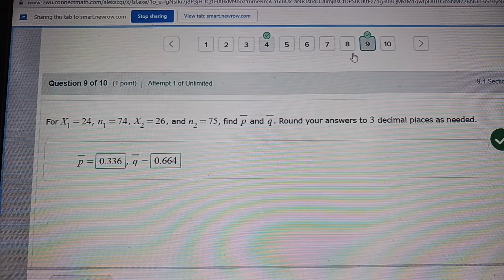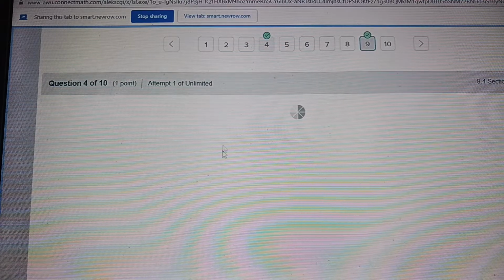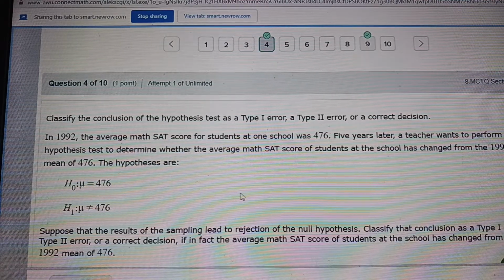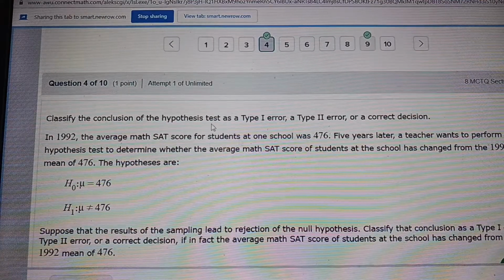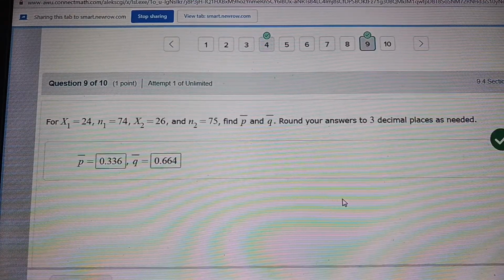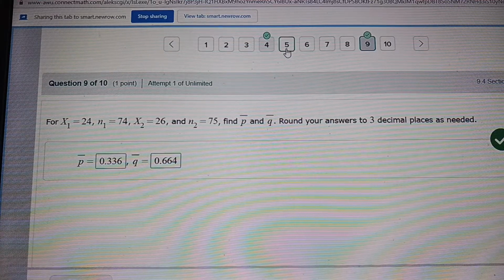So 9 should be easy. 4 is a little challenging, so make sure you practice that. That one is a multiple choice question. 9 is not on the test, but you can get an easy 10 points on the review for that. And you get to skip number 5.